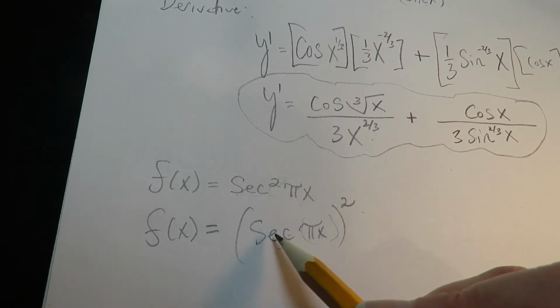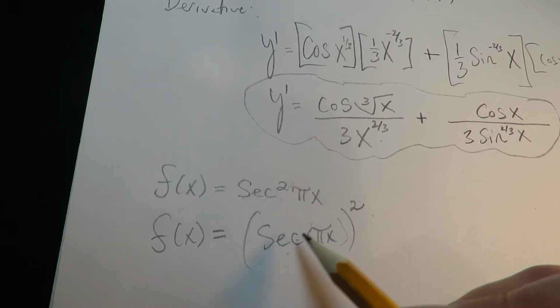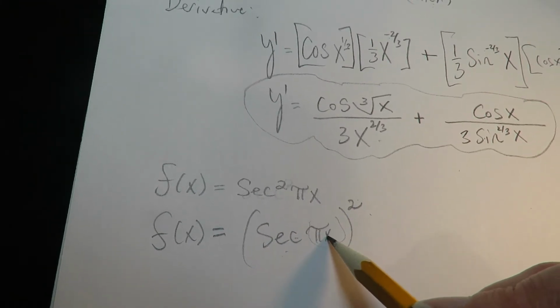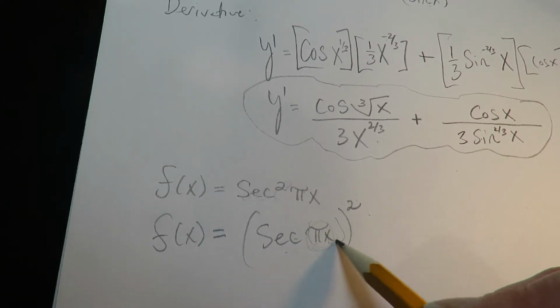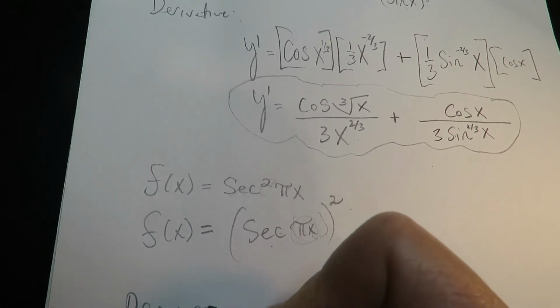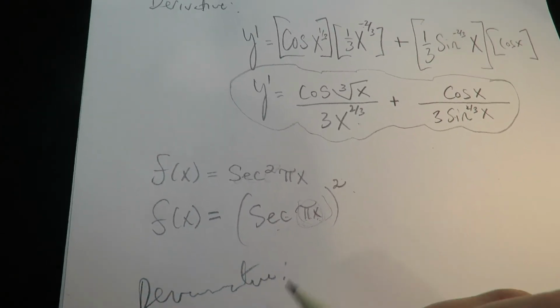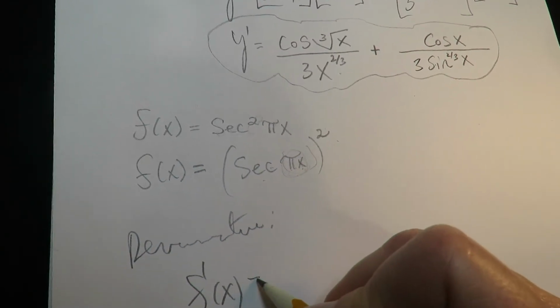It's got the outer, the middle, and the inner. There's a square on the secant, and inside the secant is not just an x, it's a pi x, which means there's been a function that's been shoved in the secant. Alright, let's try this derivative. Outer layer first. So the outer layer is the 2. You're going to bring the 2 down in front.